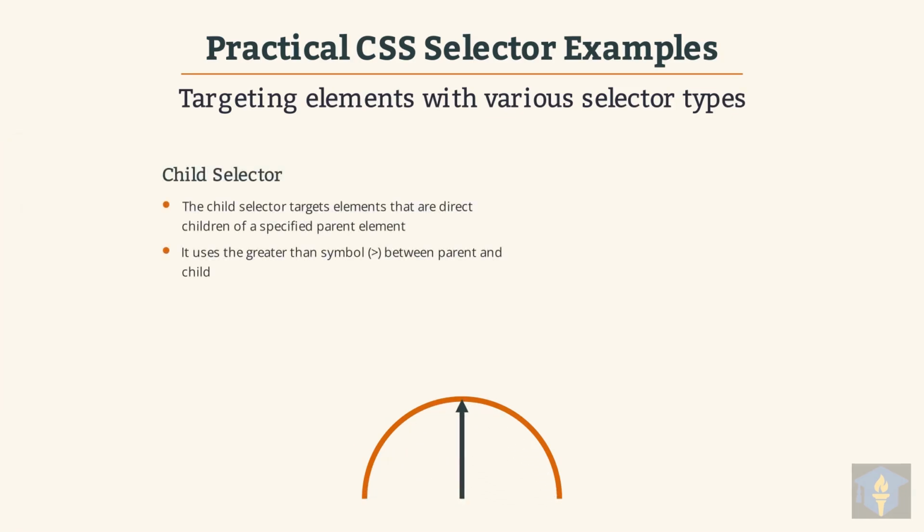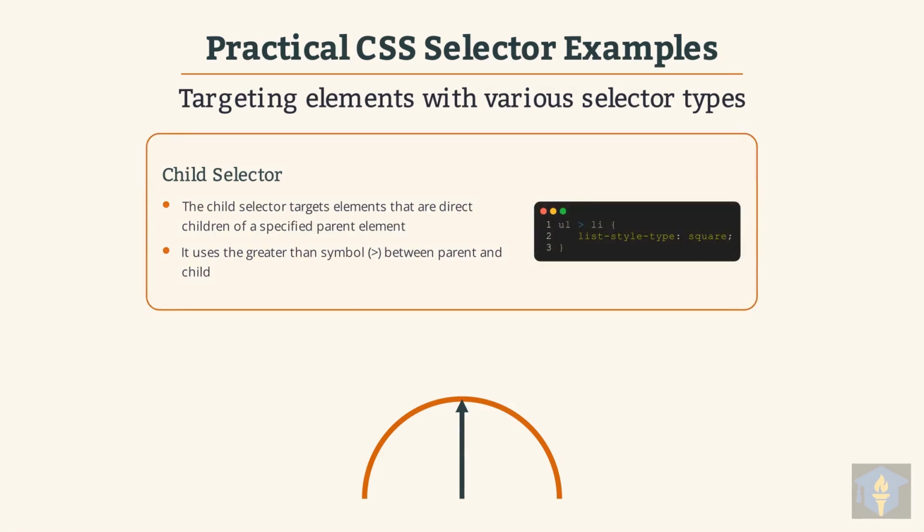Finally, we'll cover the child selector, which is more specific than the descendant selector. The child selector targets elements that are direct children of a parent, specified by the greater than symbol between them. This code applies a square list style to list items that are direct children of an unordered list.